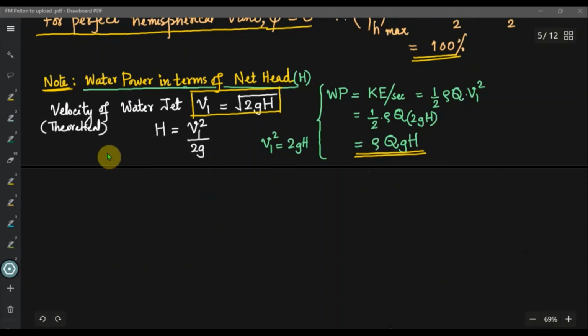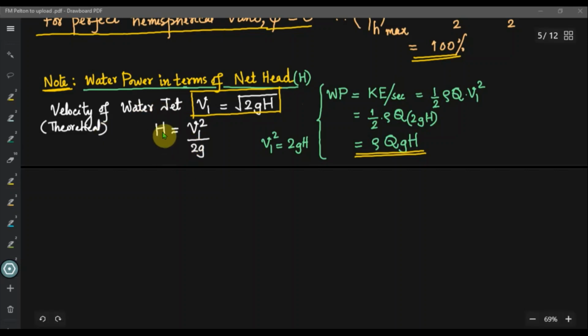And if we make use of the net head available at inlet, that is H, capital letter H, representing the net available head for producing work. So the velocity of the water jet can be found out by using the velocity of efflux equation, Torricelli's equation of velocity of efflux, that V1 is equal to root of 2gH, by the simple consideration that the entire head associated with water is converted to kinetic energy.